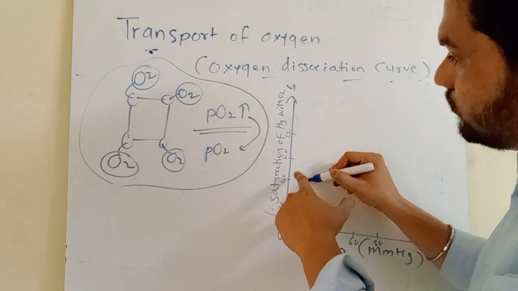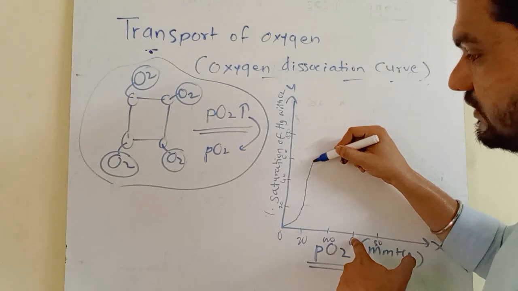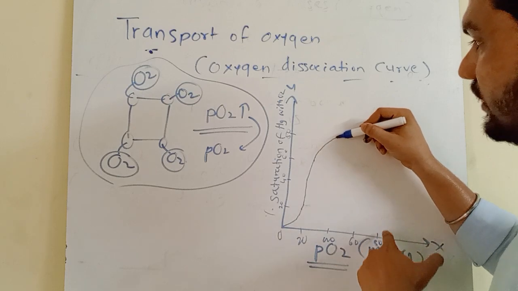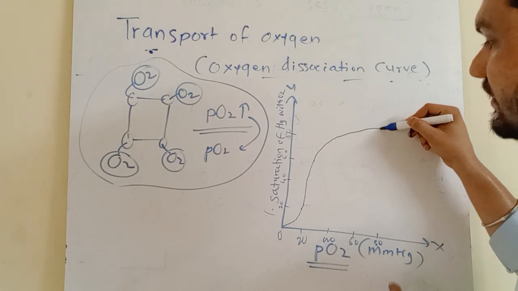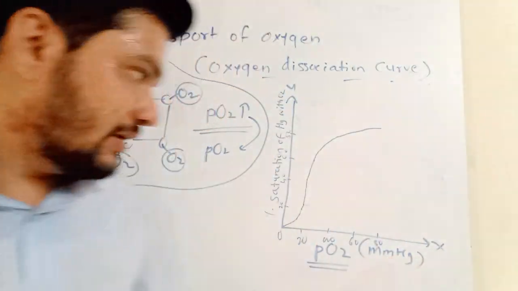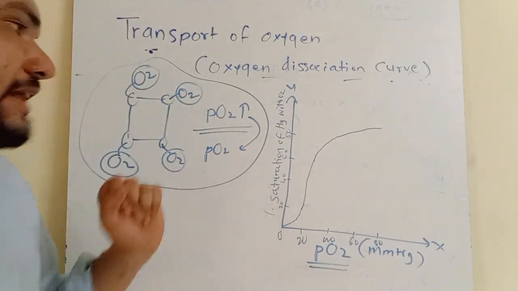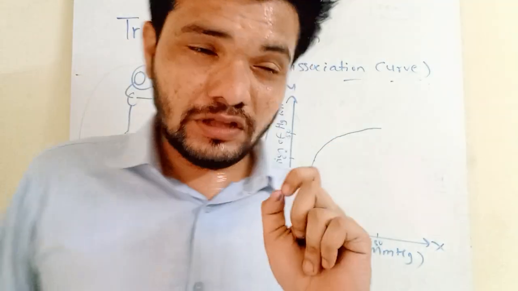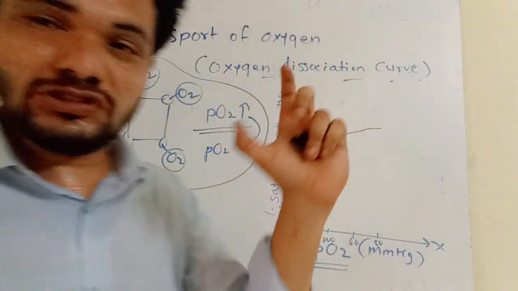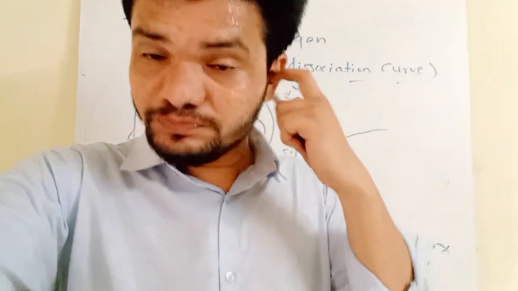Then it will reach 60% saturation much before 60 mmHg, and it will reach 80% much before 80, and you will get the curve like this. This is the sigmoid curve you get whenever the partial pressure of oxygen is plotted against the percentage saturation of the hemoglobin with oxygen, and this is called the oxygen dissociation curve. I hope it is helpful and understood clearly now.